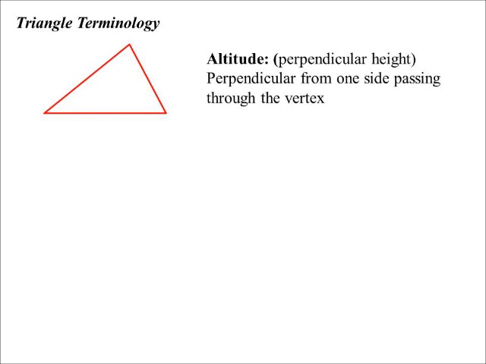Some terminology with triangles. That's a triangle. That's the first bit of terminology. All right, altitude. Remember, altitude is just another name for perpendicular height. Okay? So it goes from a vertex and is perpendicular to the opposite side. So the perpendicular height.